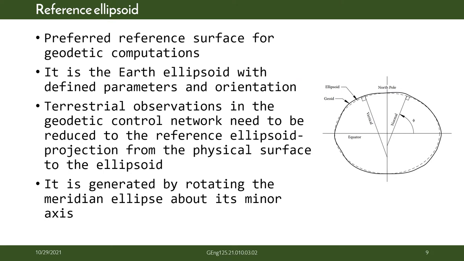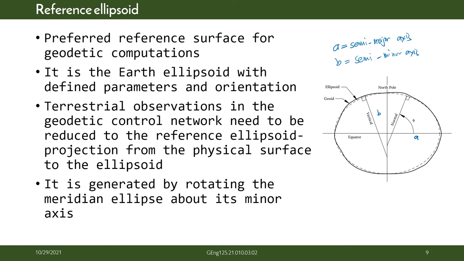So let's move on to the reference ellipsoid. Again, the rotational ellipsoid is generated by rotating the meridian ellipse about its minor axis. That is your rotational axis. Then the size and shape of the ellipsoid are described by two geometric parameters. First, this is your semi-major axis. The second one is the semi-minor axis. So this is your A, this is your B.